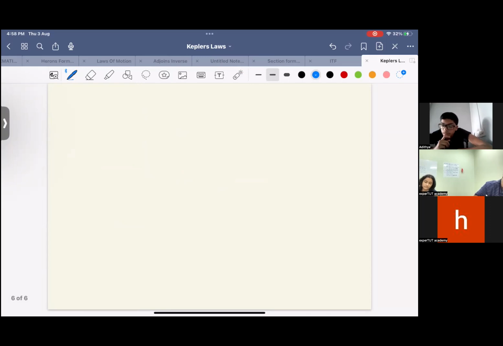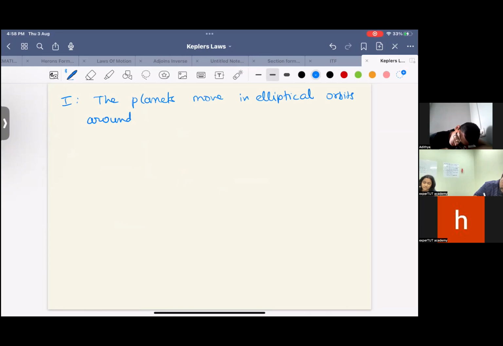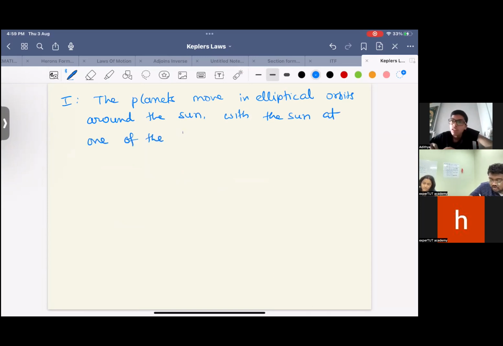The first law says that the planets move in elliptical orbits around the sun, with the sun at one of the two foci. Foci is the plural of focus.